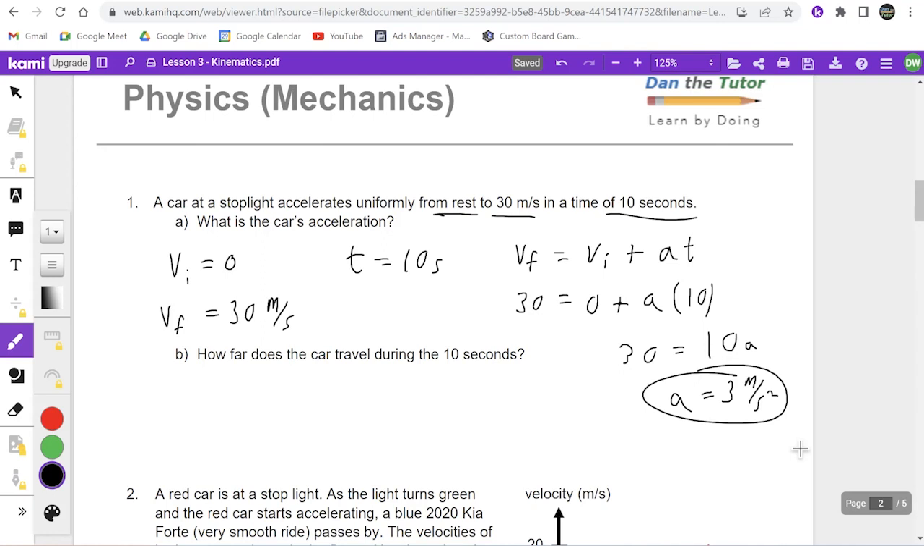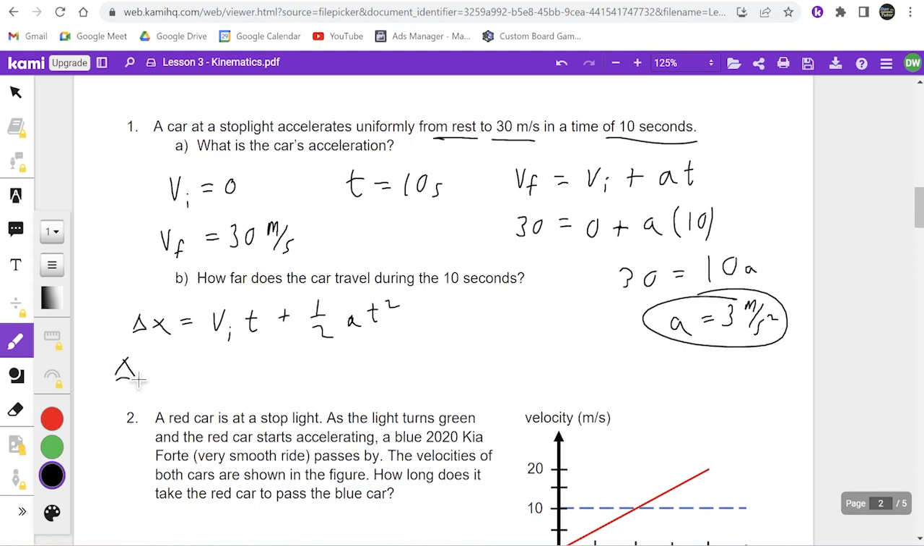And then part B, how far does the car travel during the 10 seconds? Now it's asked to solve for displacement, delta x. And the good news is, once you have four variables, because now we have four of the five, literally any of them will work. Like for instance, let's do the second one, which says delta x equals v initial times time plus 1/2 at squared.